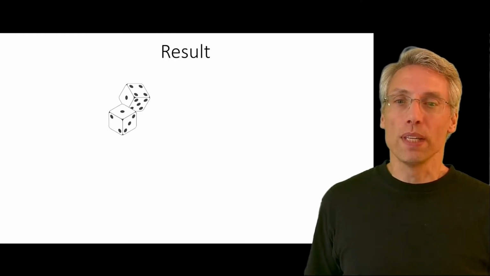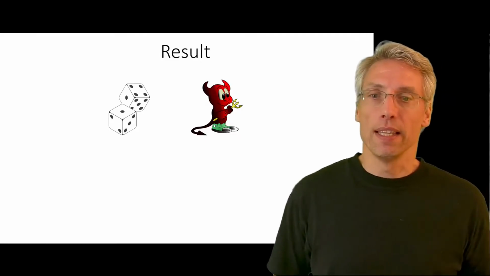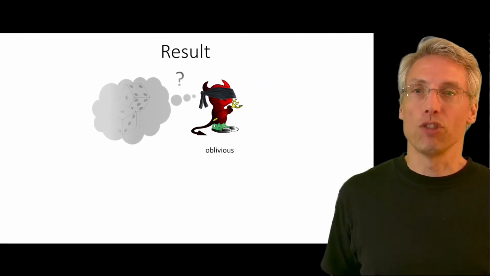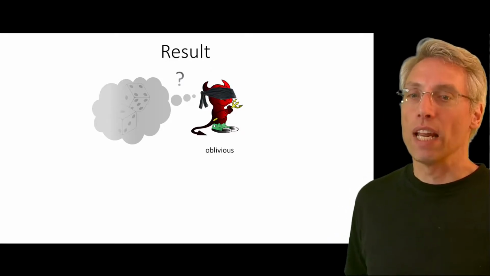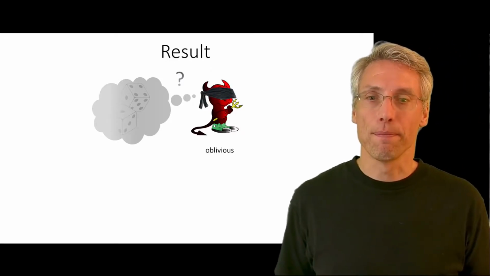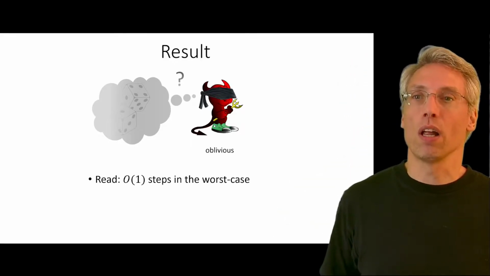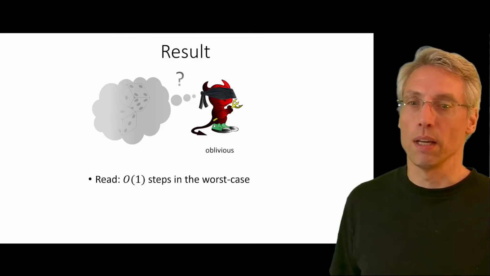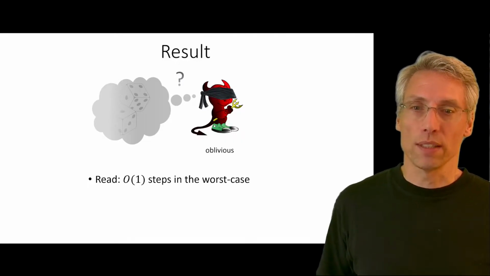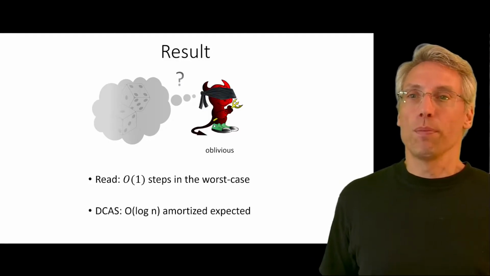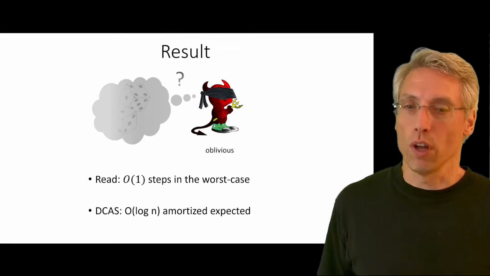Our algorithm is randomized, and so we assume that an adversary schedules the order in which processes take steps. The adversary is oblivious, which means that the adversary knows the algorithm, but it cannot see the random decisions that processes make. In our algorithm, processes can execute read operations on the DCAS object in a constant number of steps, and steps just means atomic operations on the base object. And DCAS operations have an amortized expected step complexity of O(log n).